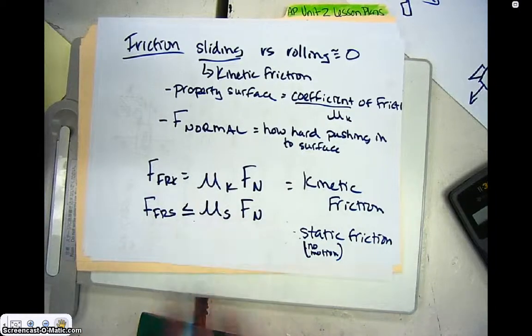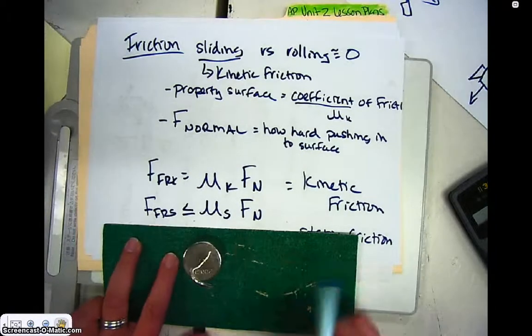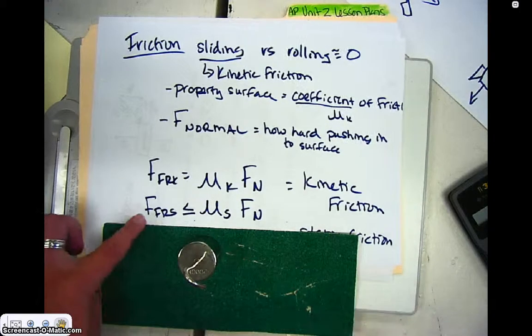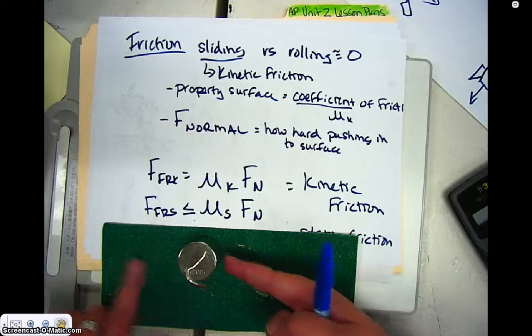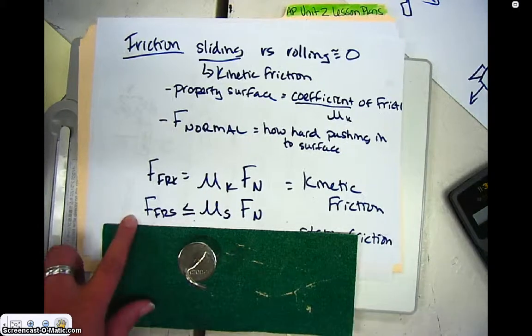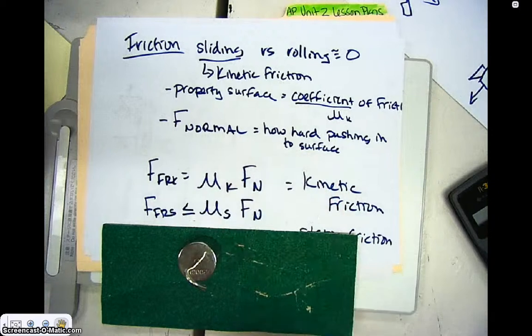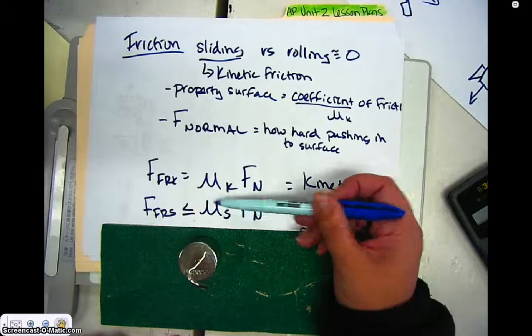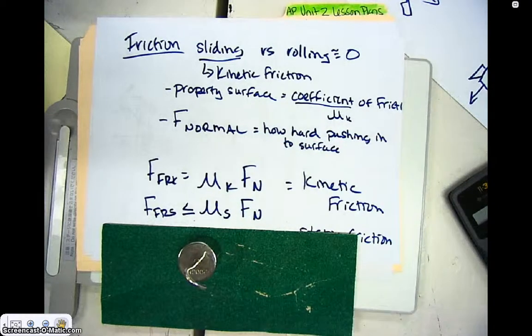The reason we have that less than or equal to is if I have this thing sitting here and I push with 10 newtons, then the force due to friction must be 10 newtons. If I push with 20 newtons, then the force due to friction must be 20 newtons. So this number is variable. Now, let's talk about the difference between the coefficient of static friction and the coefficient of kinetic friction.